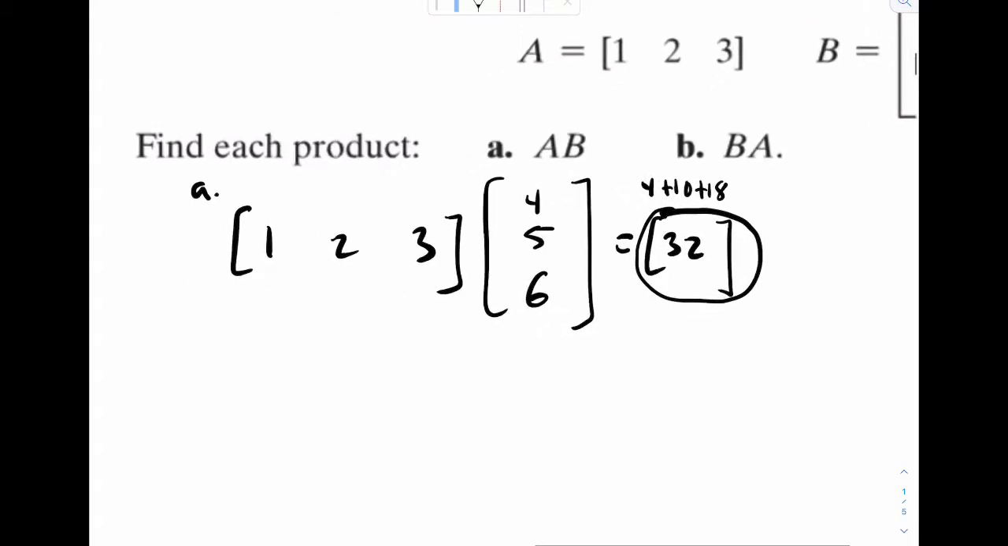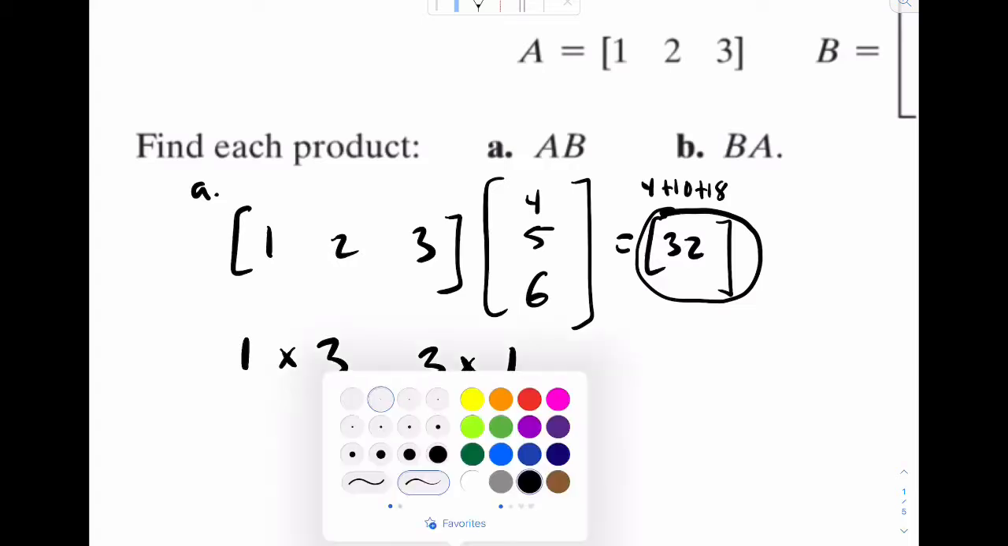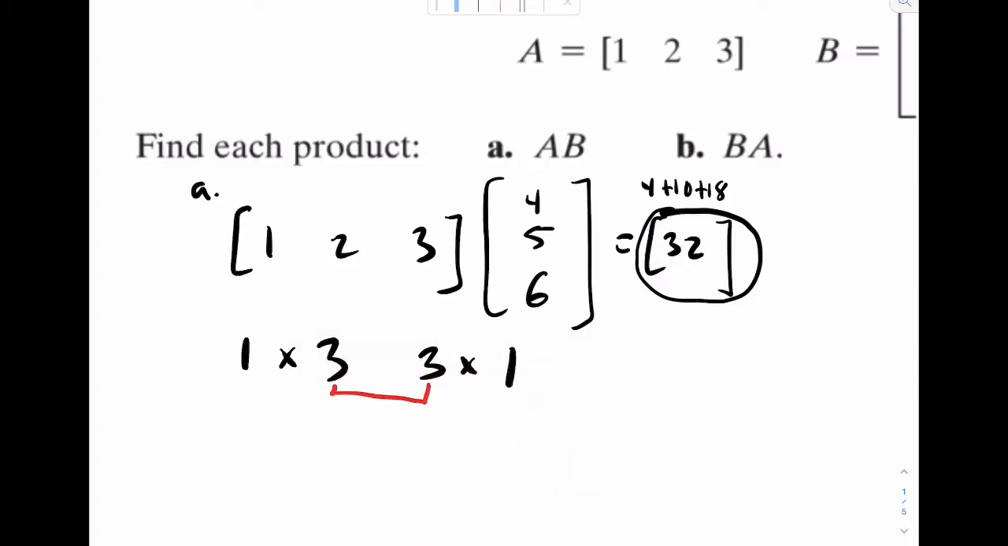Now, a lot of people teach this little trick. This first matrix is a 1 by 3. The second matrix is a 3 by 1. These have to match in order for multiplication to work. So these must match. And that makes sense, right? Because you need the columns in the first one to match up with the rows in order for each element to have a partner.